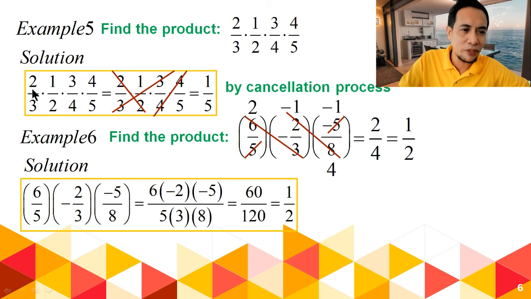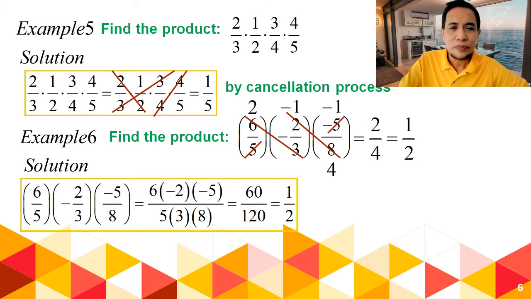All right, so let's say, for example, 2 over 3 times 1/2 times 3 over 4 times 4 over 5. So you have to cancel 2. That's 2 over 2, that's 1. You cancel 3 over 3. You cancel 4 over 4. So the remaining digit in the numerator is 1, because 2 over 2 is 1, 1 times 1 is 1. And in the denominator, 3 over 3 is 1. So the final answer would be 1 over 5.